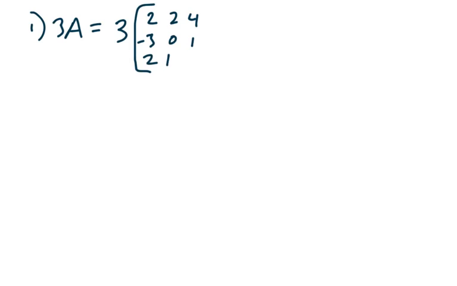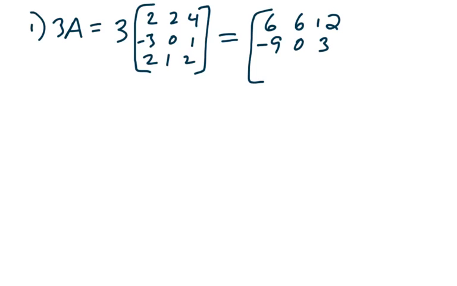All right, example number 1. We're doing here 3 times the matrix A, which is the scalar 3 multiplying the whole matrix A. Matrix A was 2, 2, 4, -3, 0, 1, and 2, 1, 2. All right, well, it's a scalar. The 3 can just multiply every single term. And we get 6, 6, 12, -9, 0, 3, and 6, 3, 6. Notice I don't have to really worry about dimensions or size here. I just multiply inside. And that's the answer for number 1.